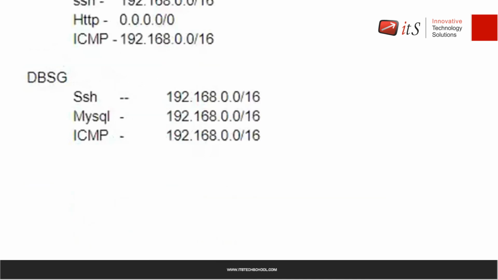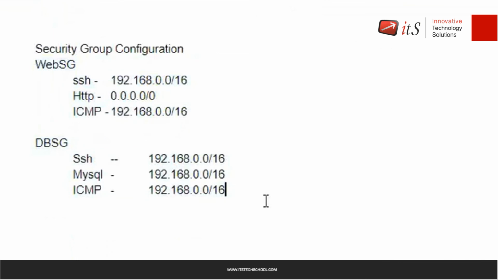Right? So that will be my security group configuration if you want to hire security. Only allow HTTP over the internet, and all other ports only inside the network. Right? But it will create a problem. What type of problem?